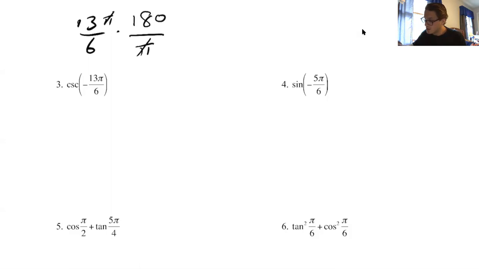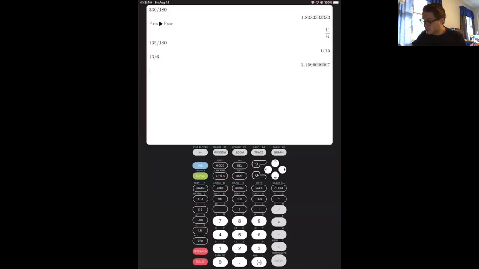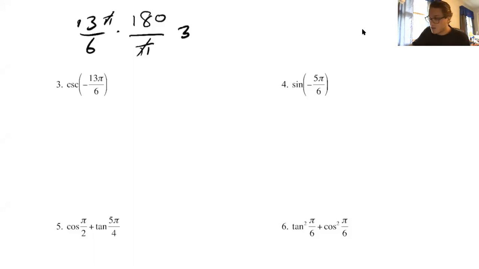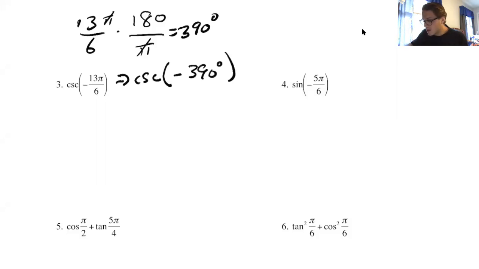Let's just use the calculator. So 13 over 6 times 180 is going to give me 390. So I get that this is equivalent to 390 degrees, right? So I know now that cosecant of negative 13 pi over 6 is the same as cosecant of negative 390 degrees. But I don't usually like working with negative numbers, so I'm just going to add 360 to this, right? So plus 360, and I get that the cosecant of negative 390 is exactly the same as cosecant of negative 30 degrees, and again, that's because they're coterminal.